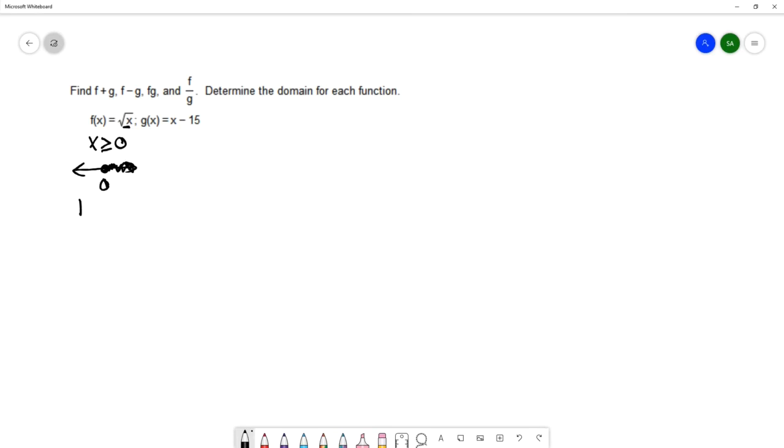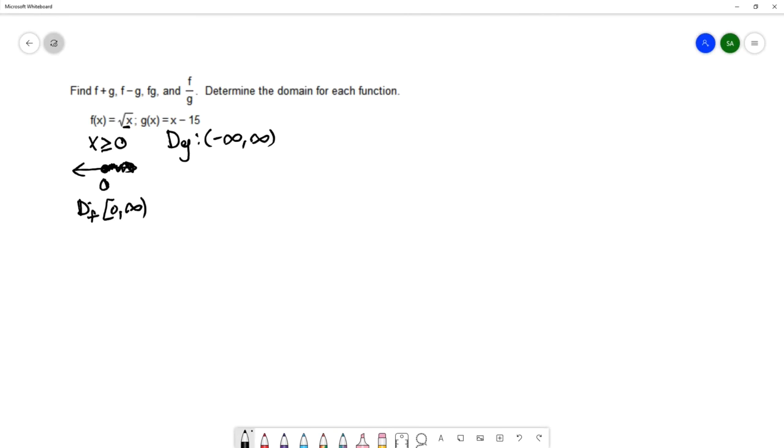And so that is a domain. I'm going to say domain of f is going from 0 to infinity. The function g of x is equal to x minus 15, and that is a linear equation, which is in the larger category of polynomial functions. And all polynomial functions have a domain of all real numbers. So we know that the domain of g is all real numbers, or negative infinity to infinity.